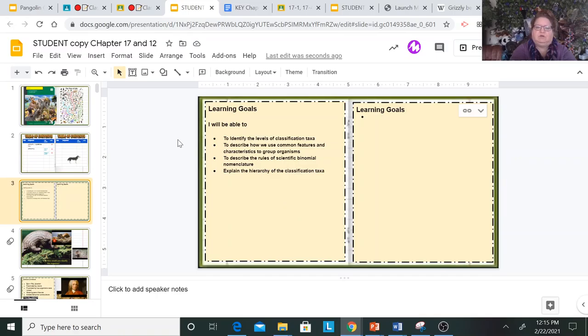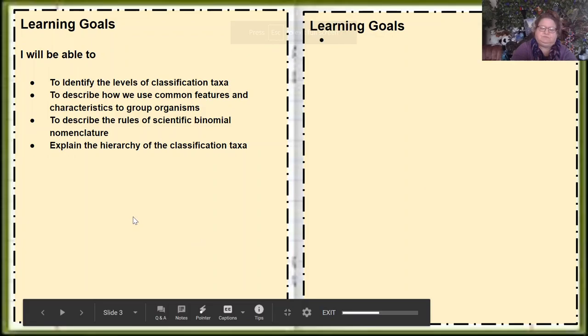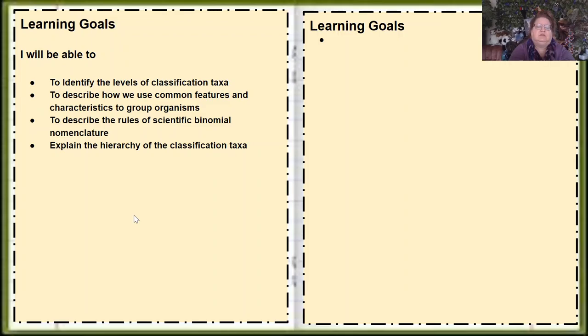We're going to be able to identify the levels of classification taxa. We are going to be able to describe the common characteristics and features that are used to group organisms into the different kingdoms. We're going to describe the rules of using scientific binomial nomenclature, and we're going to be able to explain the hierarchy in the classification taxa. Now, this is an updatable slide, so as I go, I'll be adding more learning goals to this.